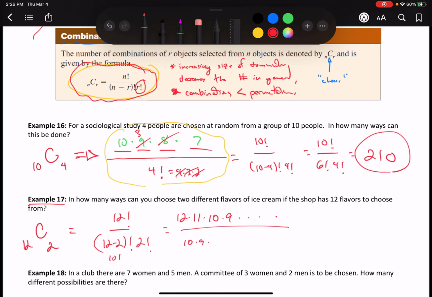This is, of course, 10 factorial. We have 10 times 9 times 8, and we have 2 right there. So clearly this will cross out with all of them. And I'll take that 2 and cross that out, make that a 6. So we have 6 times 11, so that's 66.